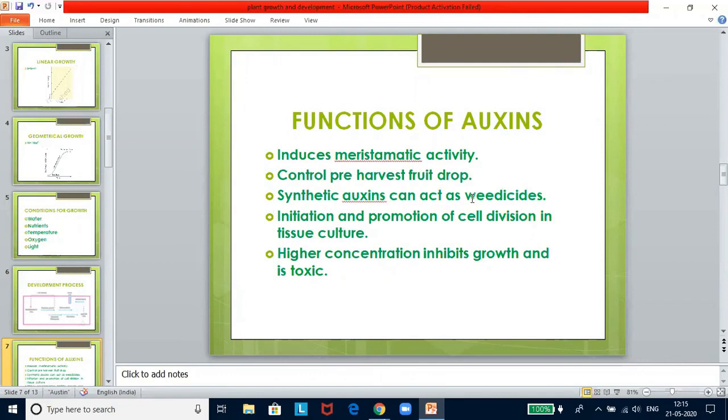Initiation and promotion of cell division by auxins is very useful in tissue culture experiments and formation of callus. Higher concentration of auxins inhibit growth and exert toxic effect on the plants. Just because it is there, we can't be supplying auxins externally to ensure that the plant starts growing big. It doesn't happen. In normal course in nature, self-produced auxin inhibits the growth and development of lateral buds, and as a result, the apical bud remains dominant, and this is what we call apical dominance.